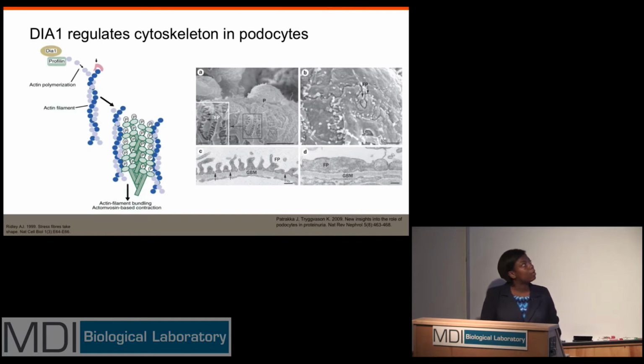And dia1 helps to regulate the polymerization and depolymerization of actin filaments, which I said earlier is anchored in the foot processes of podocytes. And without this proper actin depolymerization and polymerization of actin filaments, there can be effacement of the podocytes, leading to this anomaly within one of the barriers of the glomerulus, which would once again lead to proteinuria.